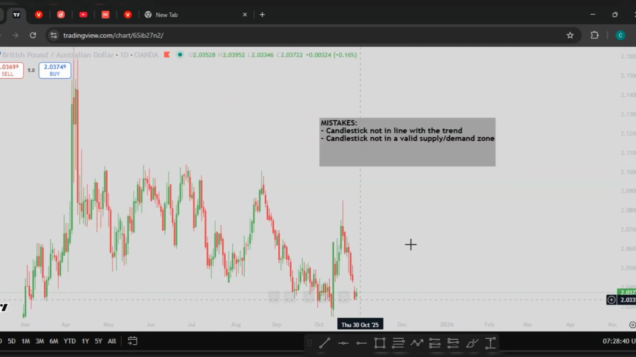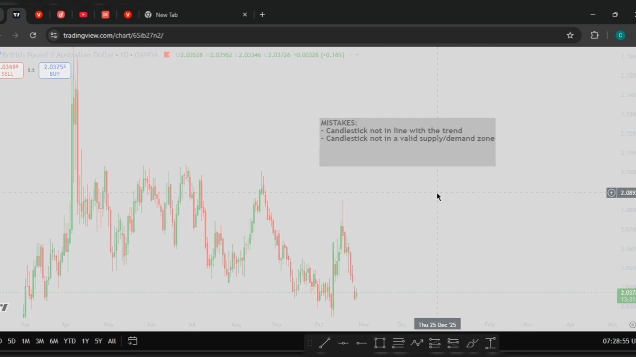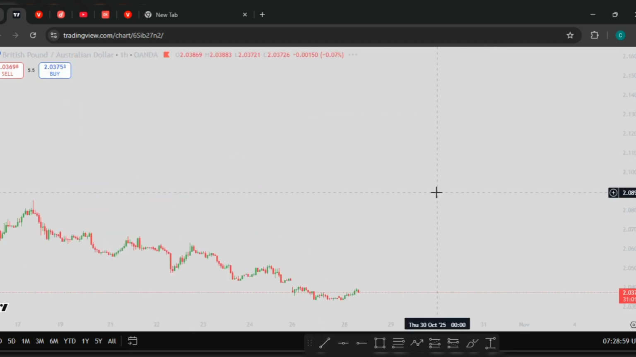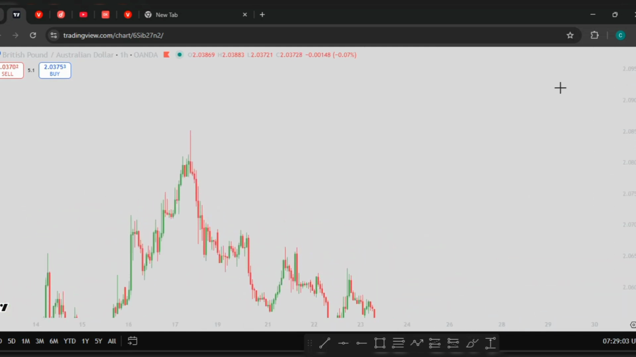Now the second mistake is when your trading candlestick is not in a valid supply and demand zone. Now let me go down and break this down again. When your trading candlestick is not in a valid supply and demand zone, or a valid support and resistance zone, if you put it that way for some people that use that pattern.